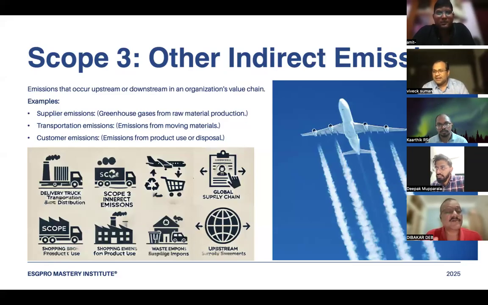Purchasing petrol means I am adding to an emission at the refinery. Did you get my point? Burning petrol in my campus or in my territory is my emission, but the point from where I'm purchasing the petrol is also emitting. Correct, I agree with you. And will that emission be scope 2 or scope 1? This will be scope 3.